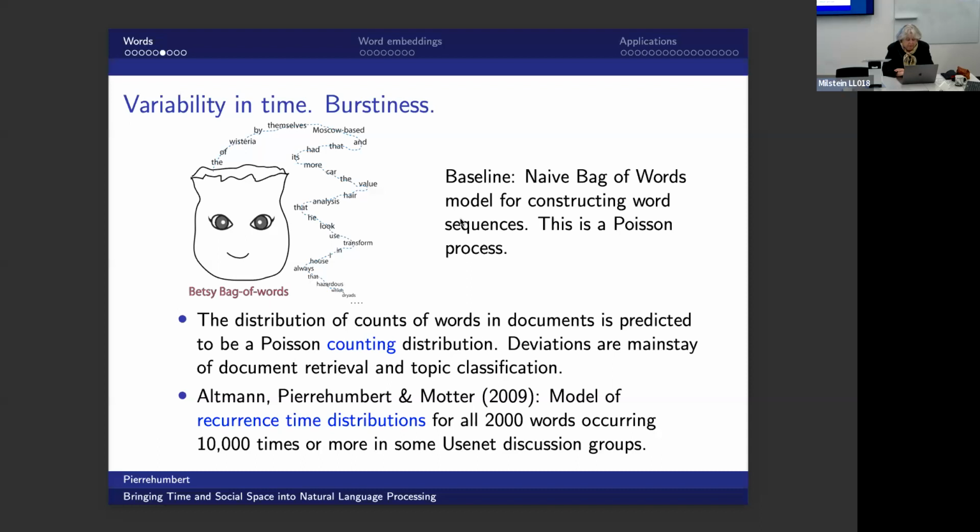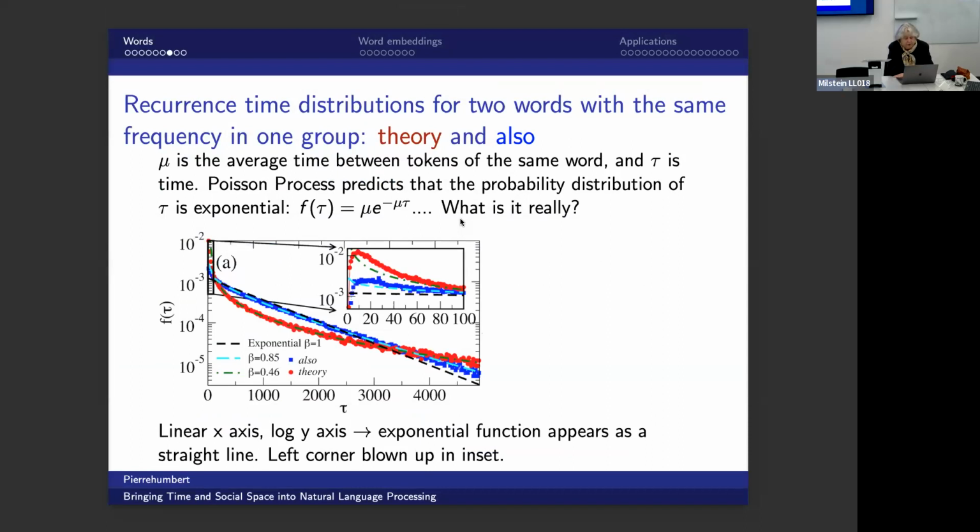Okay, but here are two words that actually have the same frequency in one particular discussion group, which is one on evolution and creation. And in that discussion group, people are arguing so much about theories that theory is actually as frequent as also. It occurs once per 820 words, both of them. Now if mu is the average time between the tokens of the word, we can analytically derive that the probability distribution is supposed to be exponential, and that would be shown on this graph by the dashed line. So what is it really? These two words, theory in red and also in blue, do not fall on that dashed line. They're both off that dashed line. You can see in the inset what it looks like at very short time lags.